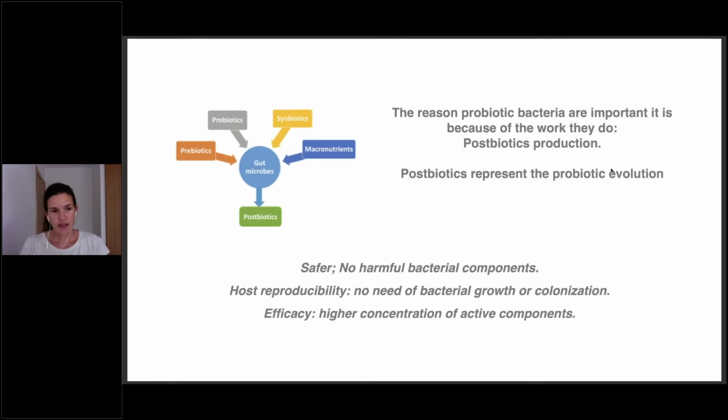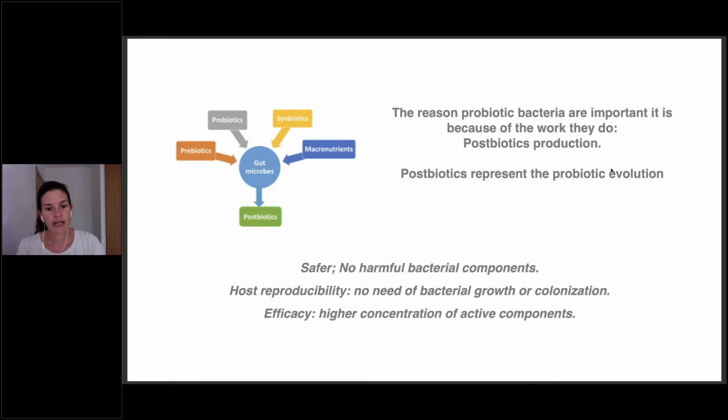So the thing is, these probiotic bacteria are important because of what they do, not because of who they are or where they are. What they do is produce these metabolites, these molecules called postbiotics, that represent the probiotic evolution. Because they're safer, there are no harmful bacteria components.